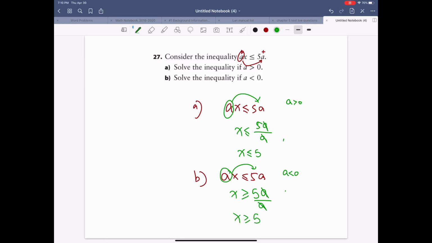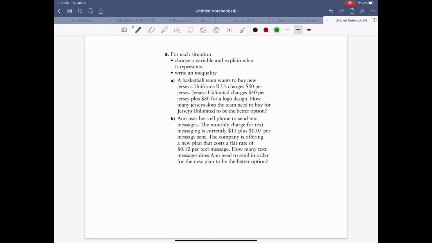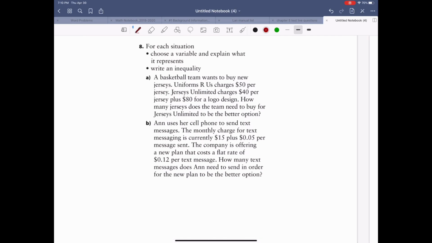Okay, so it's the opposite situation. So just remember to change the signs when you are multiplying or dividing by a negative number. This one here: for each situation, choose a variable and explain what it represents. So basically, set up inequalities.